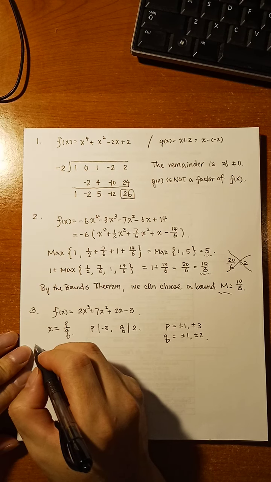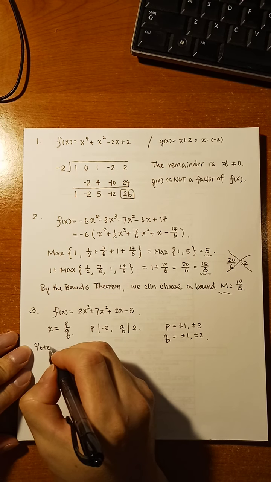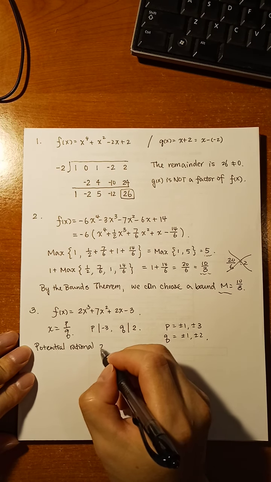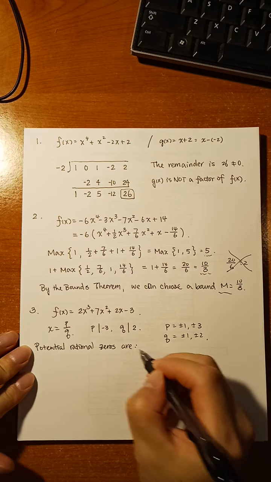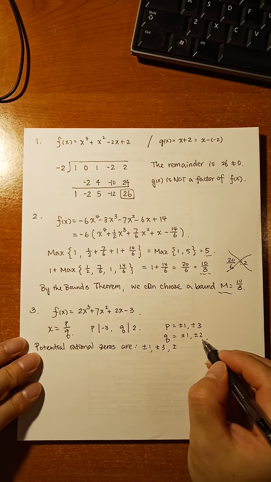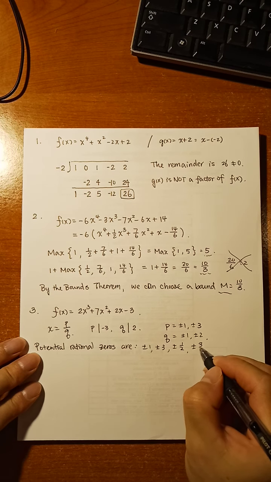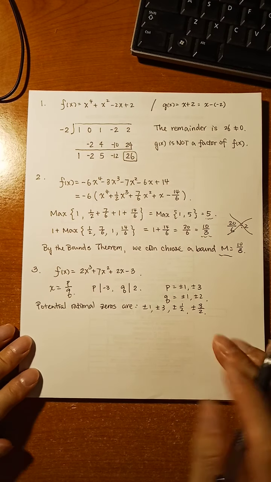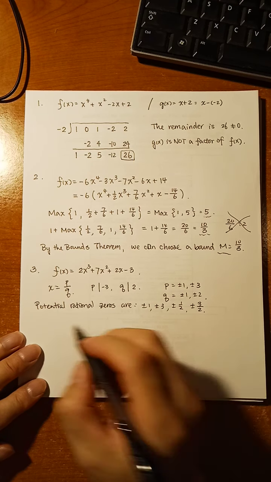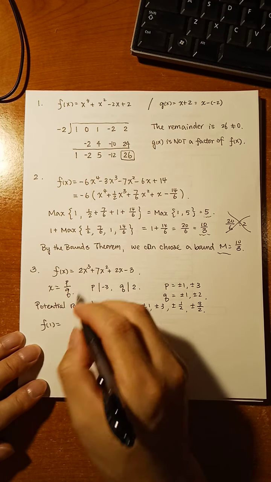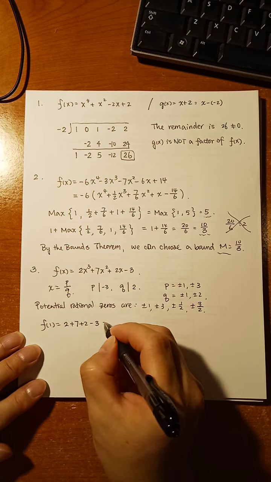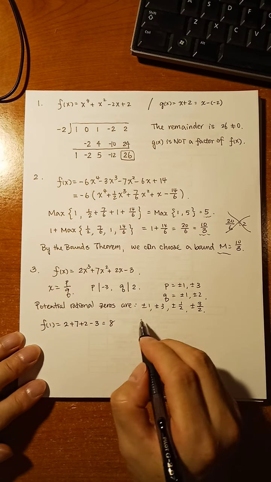So we have potential rational zeros: plus minus 1, plus minus 3, plus minus 1/2, plus minus 3/2. All right, so we have 8 possibilities. So what do we do? We are going to check f of 1, see what it is. So it's 2 plus 7 plus 2 minus 3 is 8. So 1 is not 0.